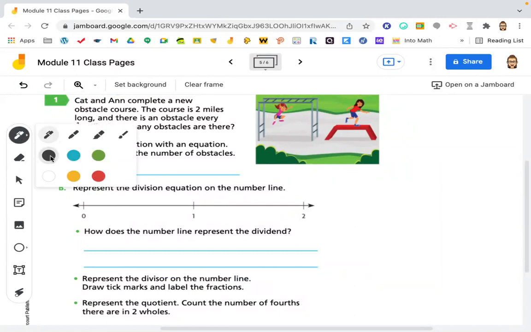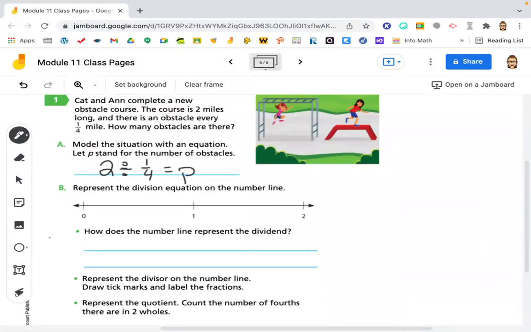So in order to figure that out, I would do 2 divided by 1/4 equals P, because it says to let P stand for the number of obstacles. So it says represent the division equation on the number line. So we have 0, 1 to 2. And then we're going to split each section into fourths. So we're going to have 1/4, 2/4, 3/4, 1, 1 and 1/4, 1 and 2/4, 1 and 3/4.